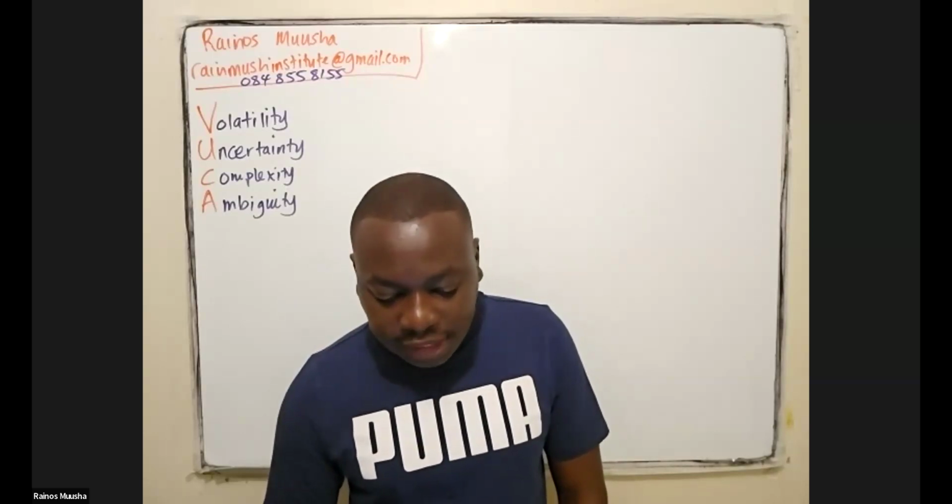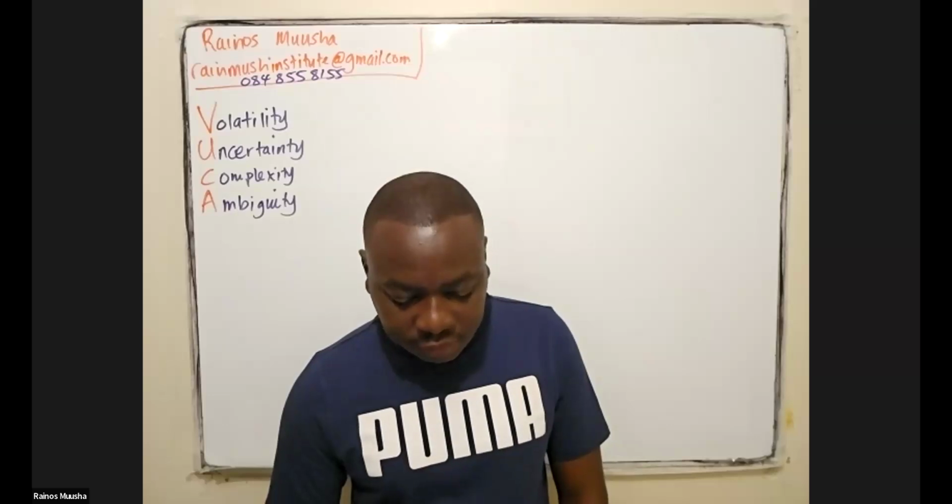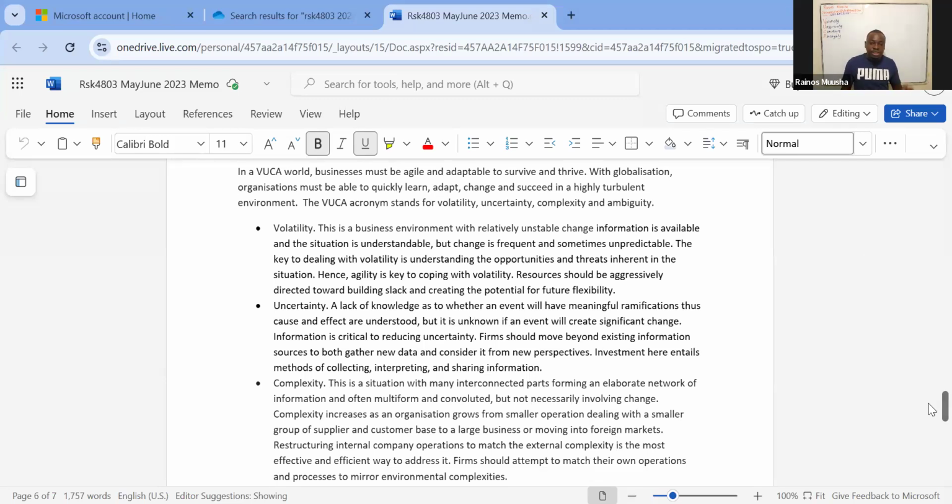Ideally, if you look at how you would answer this question, I'll just highlight where I address this particular question in the memo to the past question paper. You need to discuss what VUCA is and how it affects the organization. Then from there, you need to state each acronym, discuss each acronym, and also discuss how each acronym can be addressed as well.